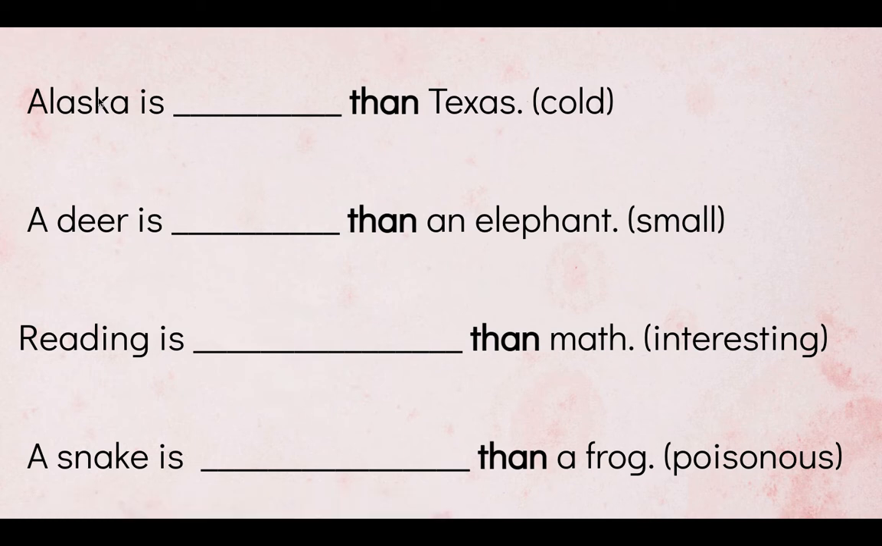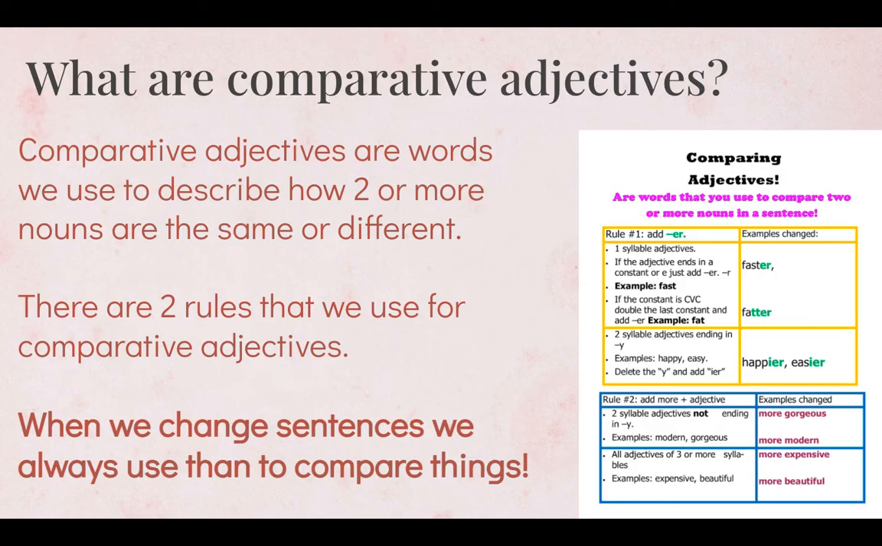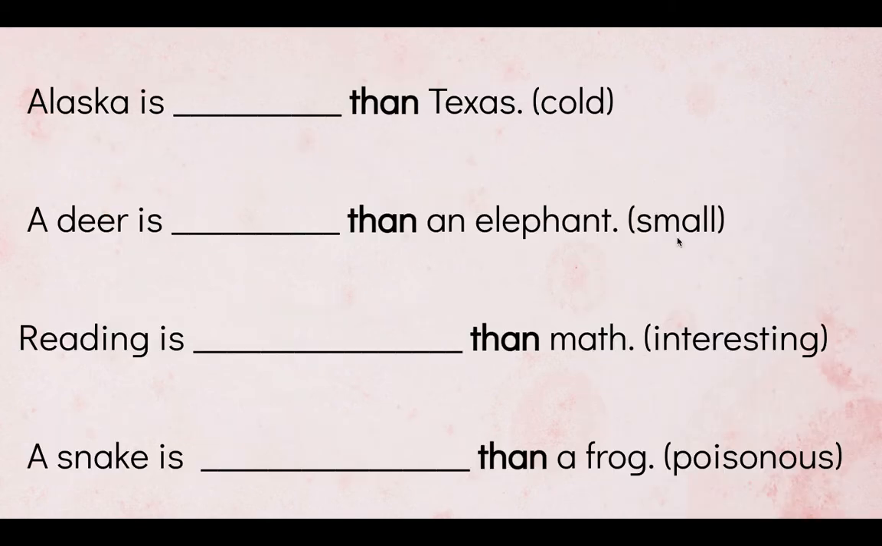So let's practice. Alaska is blank than Texas. So my adjective is cold. Do I add ER or do I add the word more? Well, going back to my anchor chart, I have one syllable, cold. It's one syllable, so I just have to add ER. So I would say Alaska is colder than Texas, right?